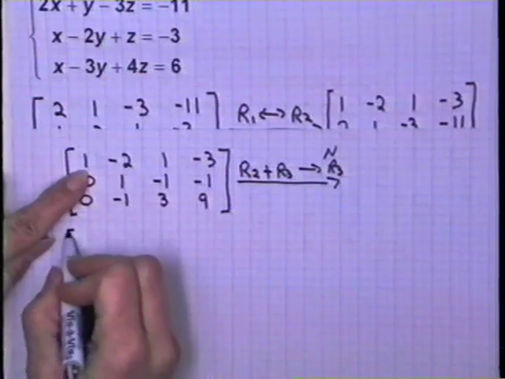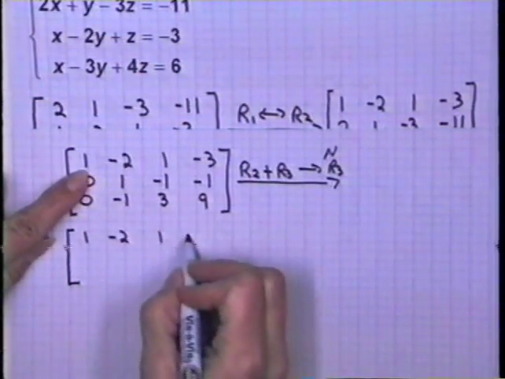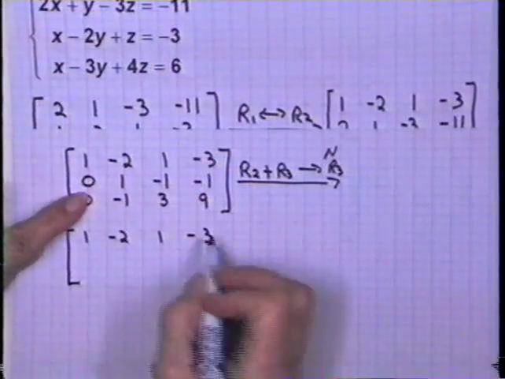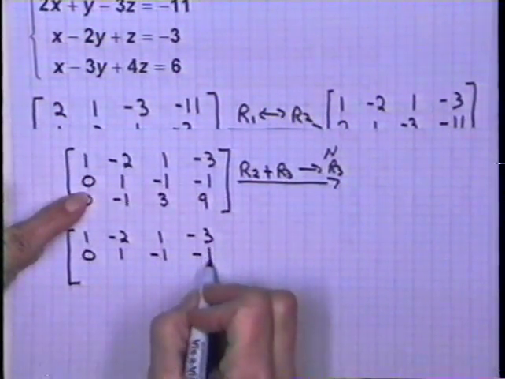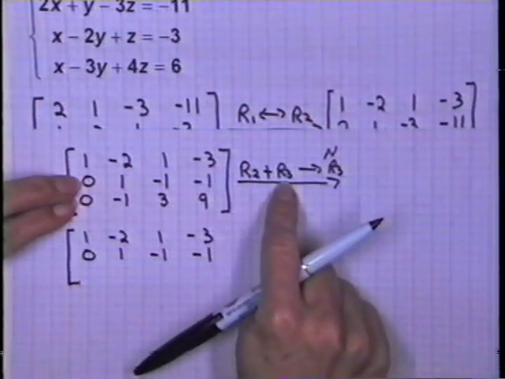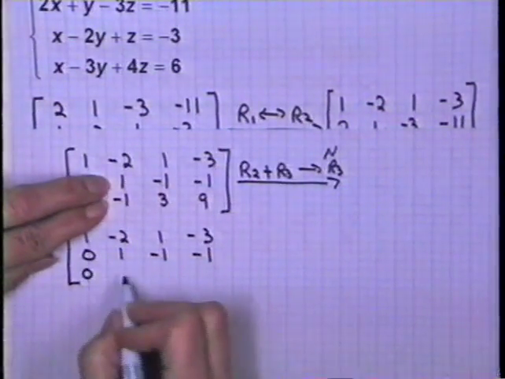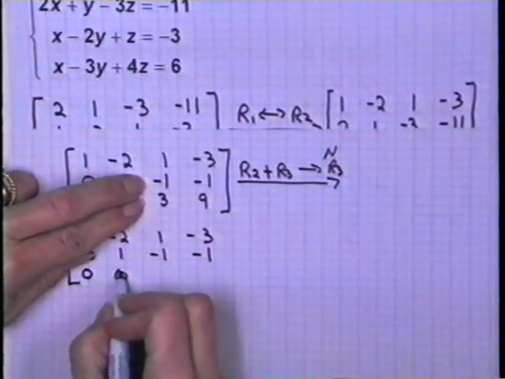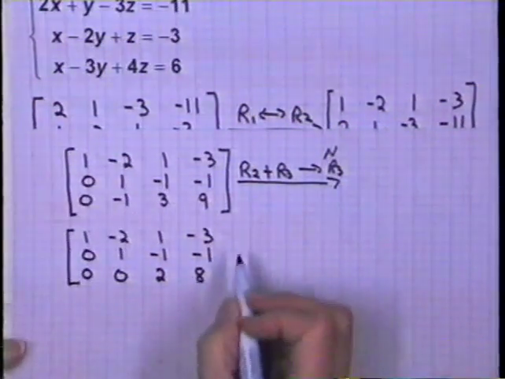I'm not changing row 1, so let me recopy. I'm not changing row 2, so let's recopy. But we're going to add the numbers in row 2 to row 3. Now I can just look at those this time. 0 plus 0 is 0. If I add those two, I get 0. If I add those two, I get 2. And if I add those two, I get 8.